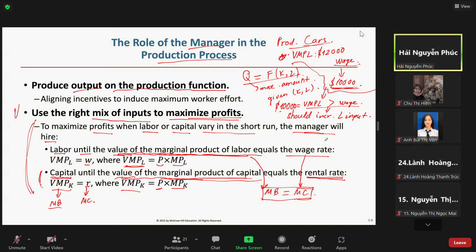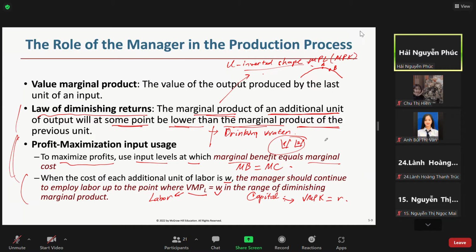Cái nguyên tắc chung này khá đơn giản. Nếu mà chúng ta nhớ cái tư tưởng chung là MB equal to MC trong kinh tế để ra quyết định. Right?